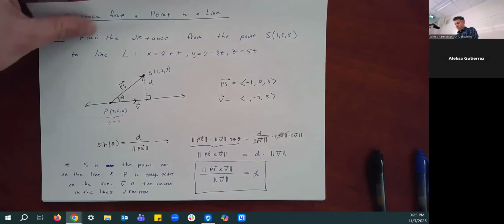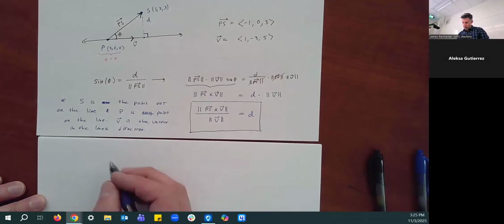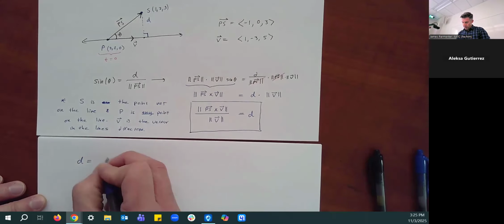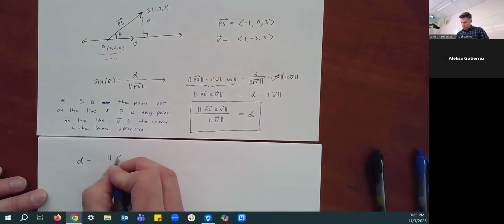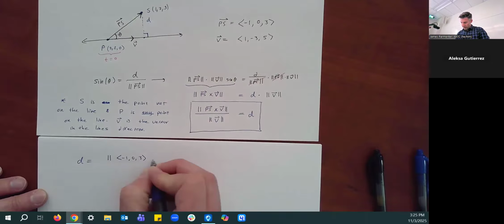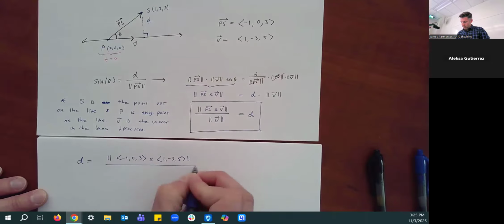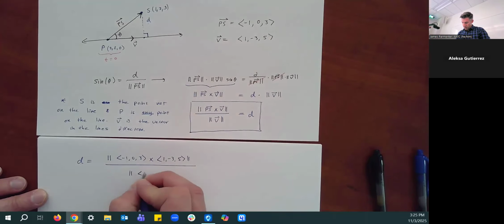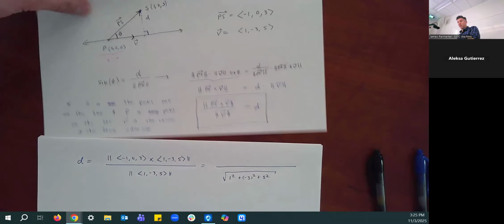In this particular problem, we have the vectors right there. Our distance is going to equal the magnitude of PS cross V, which is going to be kind of gross. It's going to be negative 1, 0, 3 crossed with 1, negative 3, 5, divided by the magnitude of V, which is the magnitude of the vector 1, negative 3, 5. The bottom part's not too terrible. It's just the square root of 1 squared plus negative 3 squared plus 5 squared. But the top part is where we actually have to do the cross product.